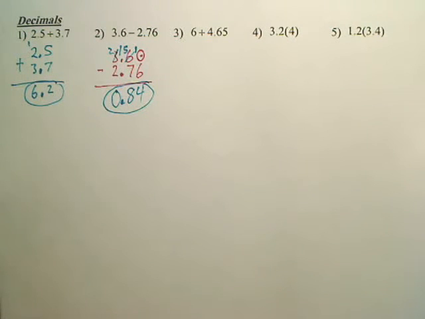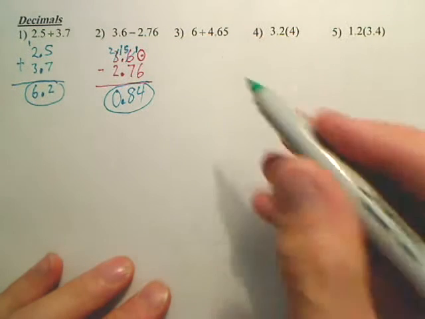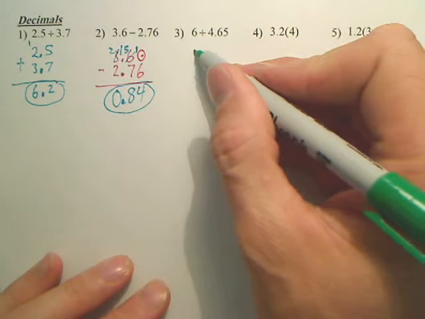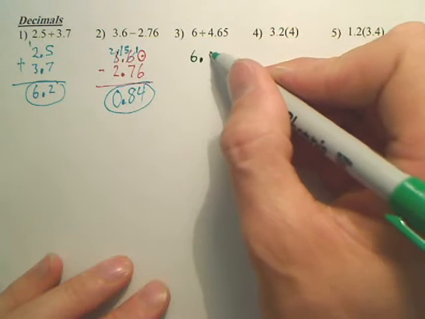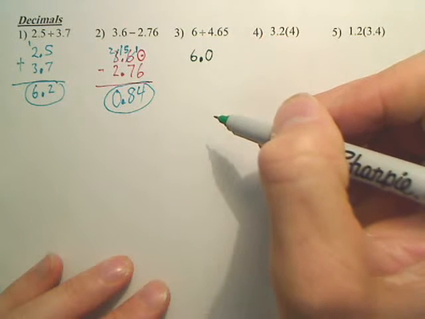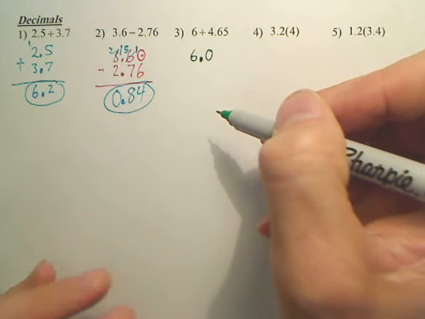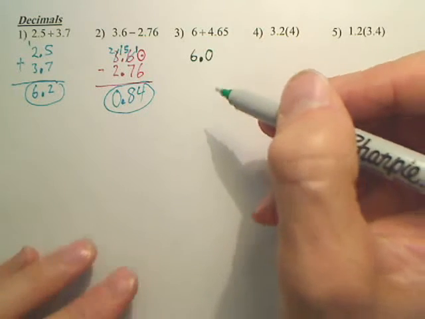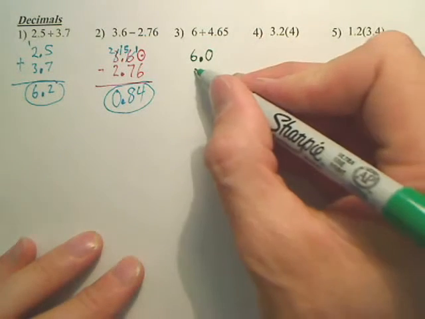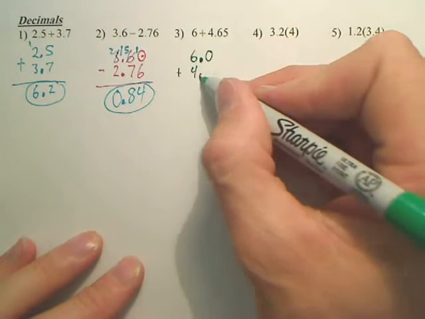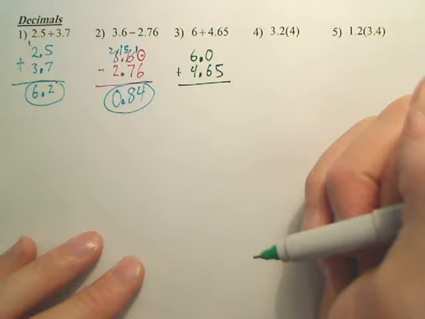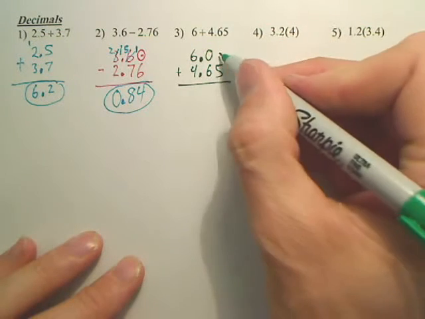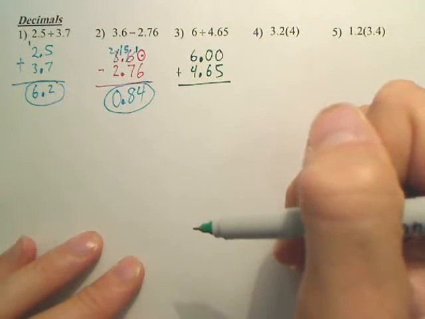When you add or subtract, you basically line up the decimals. That's it. This one, 6. There's no decimal, but can I put 0.0? $6 is 6.00 if you want. And then 465, well, I'm adding 4.65. Can I put one more 0? Just so I have things.